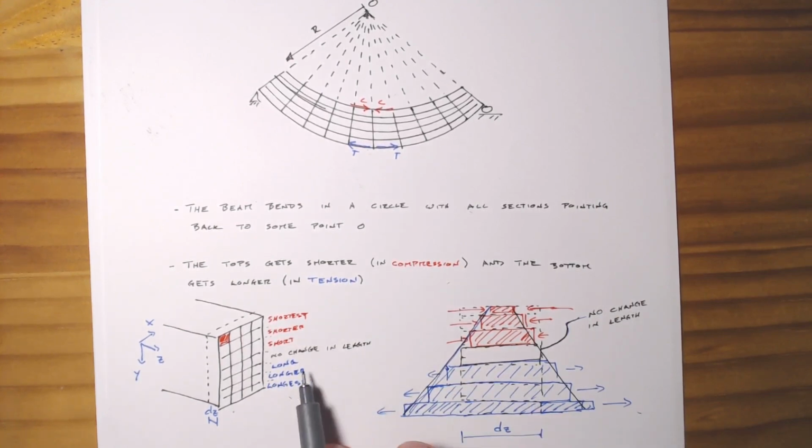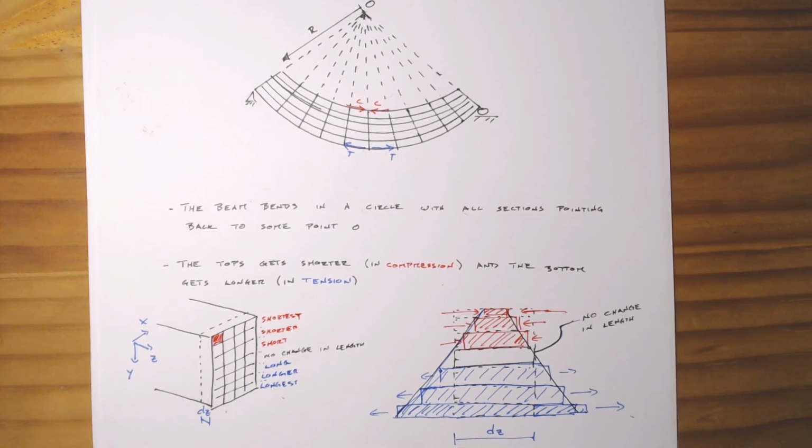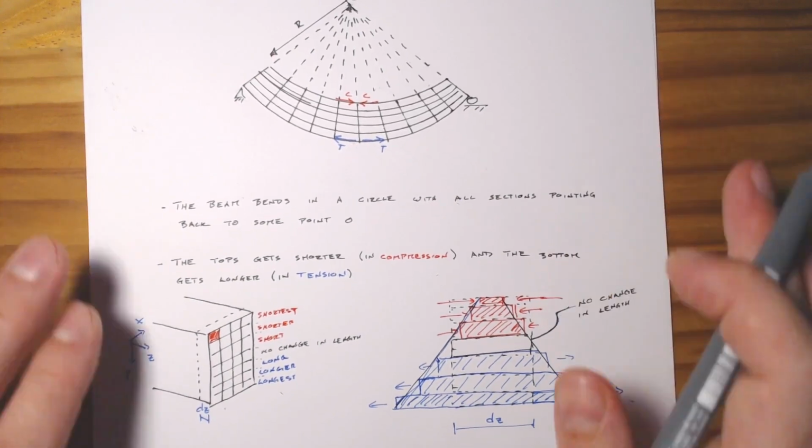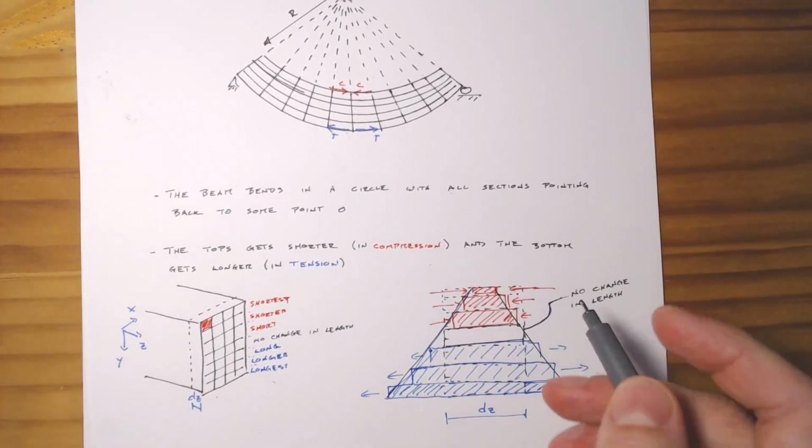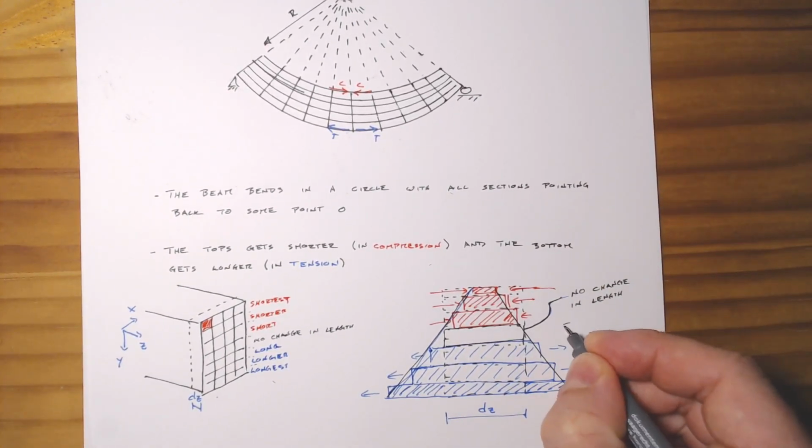And that's all really good. In fact, we'll come back to this point which has no change in length, because it is special to us, and it will help us out with this derivation. And we call this no change of length the neutral axis.